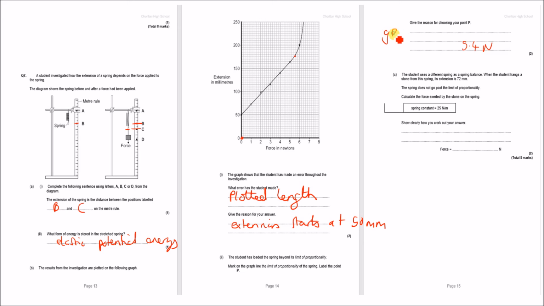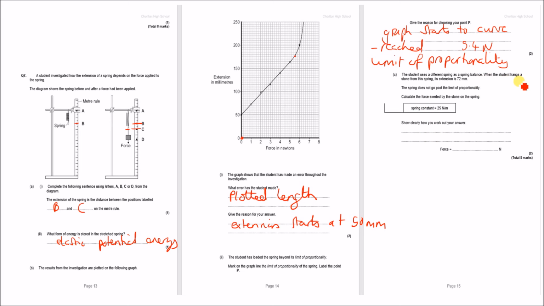The graph starts to curve, and what does that mean? It has reached the limit of proportionality, or the elastic limit. Either one means the same thing.